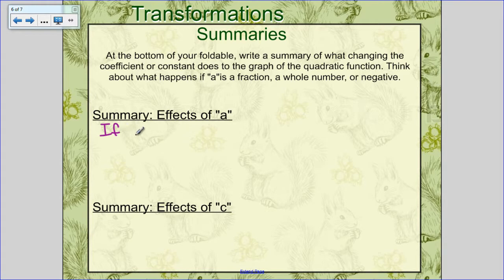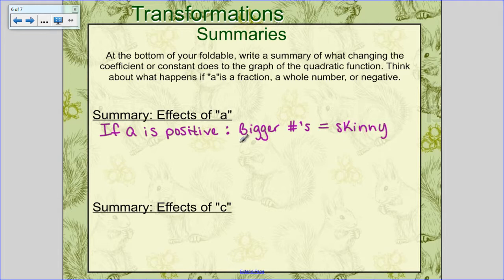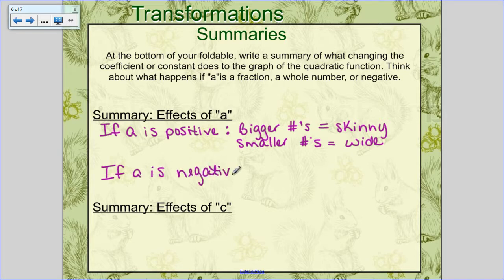So here's my summary, and we're going to have to write kind of small. You don't have a lot of room. If A is positive, okay, because the negative will do something different, remember. If A is positive, bigger numbers make it skinny. Smaller numbers make it wide. So it's the opposite of what you think. If A is negative, then all that happens, it is reflected over the x-axis.